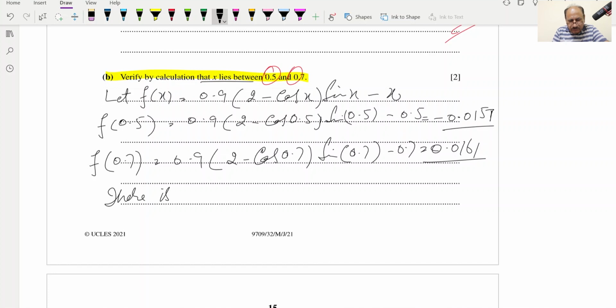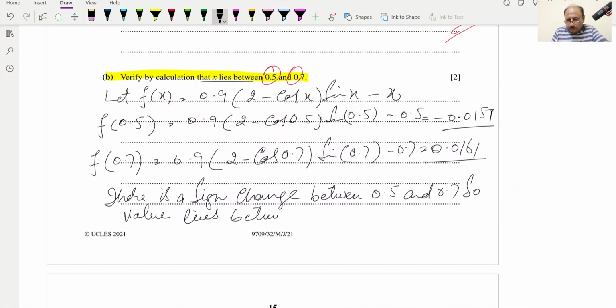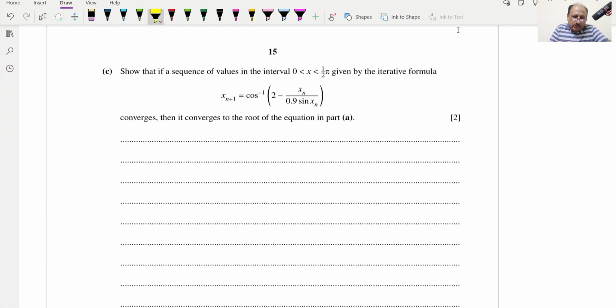between 0.5 and 0.7. So the value lies between 0.5 and 0.7. It may be 0.6 or something, but it is in between 0.5 and 0.7. Hopefully you understood this. C part, show that if a sequence of values in the interval, given by the iterative formula, converges, then it converges to a root of the equation in part A.